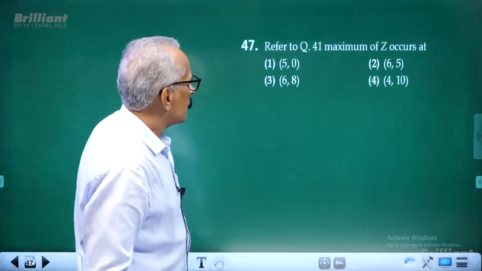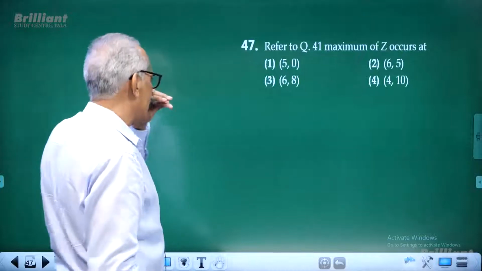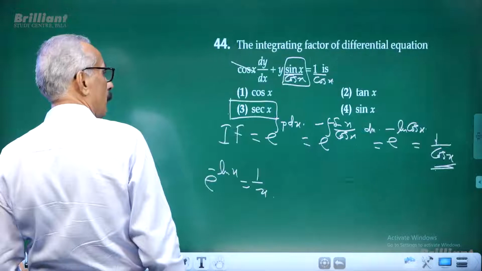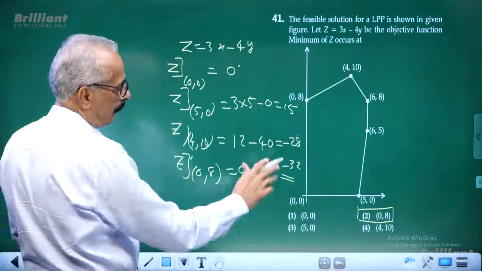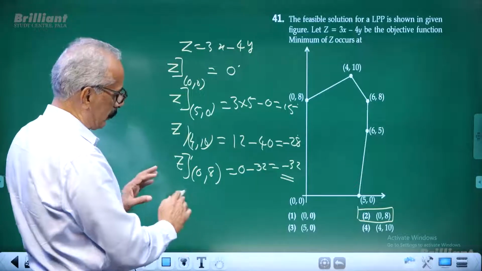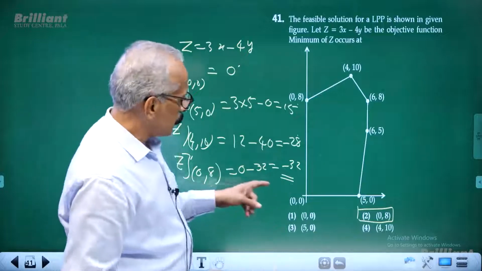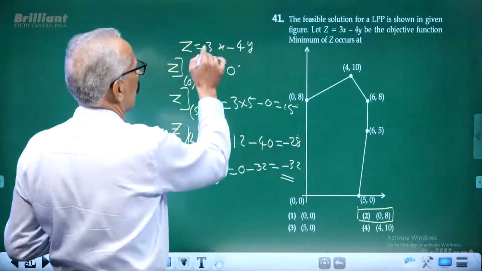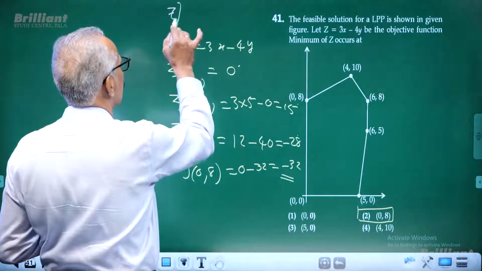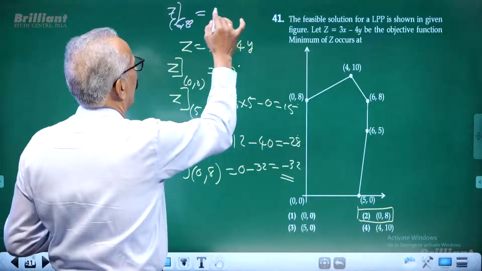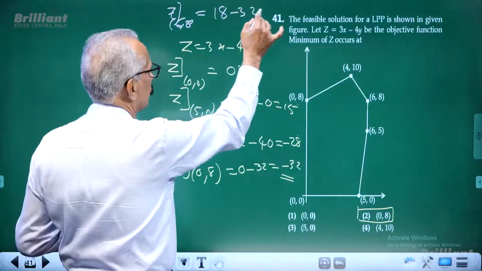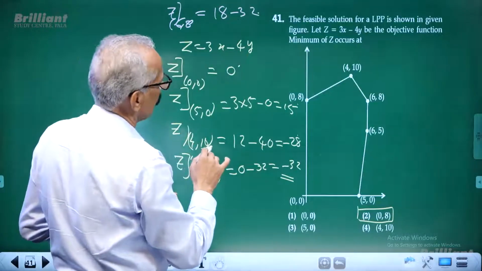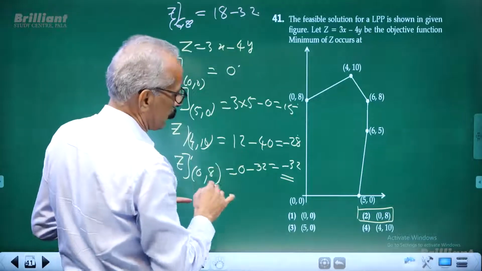Question number 41. Maximum of Z occurs at. Here you have to find out the maximum. You can calculate which is the biggest one. It is 6 comma 8. What will be 6 comma 8? Z at 6 comma 8 will be 18 minus 32. It's again negative. 6 comma 5: 18 minus 20, minus 2.